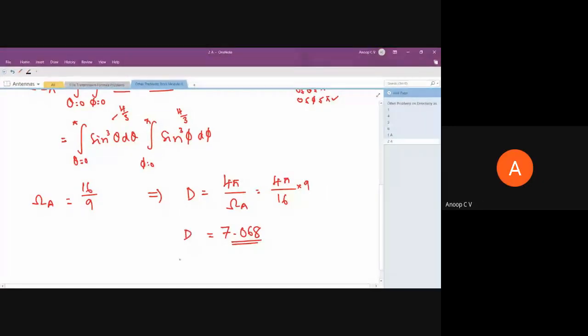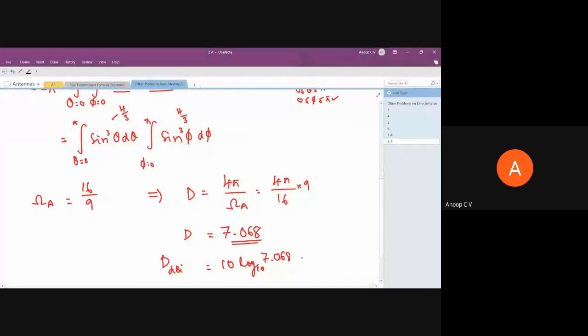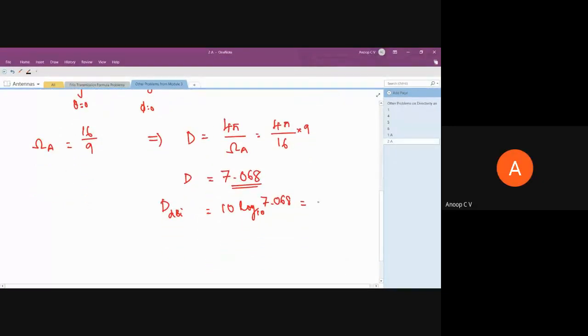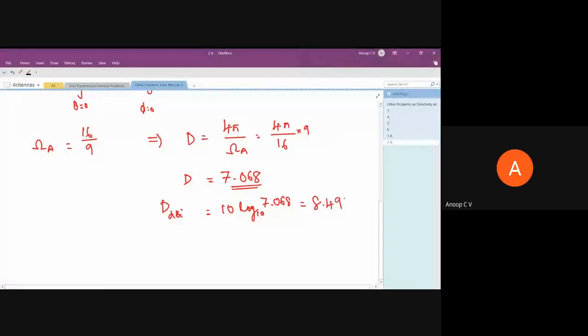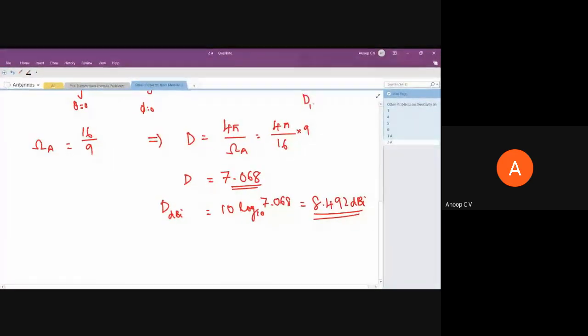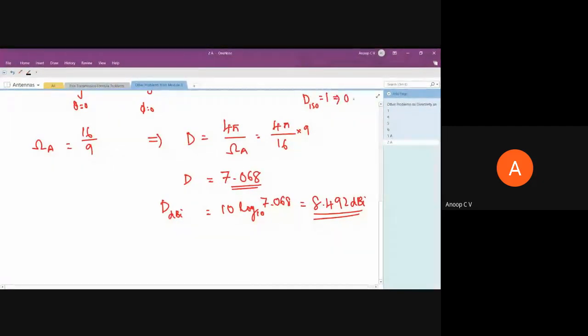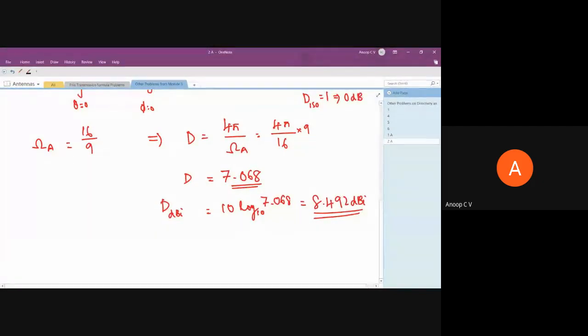And in dB, D in dBi is 10 log to the base 10 of 7.068. Please tell me what it is: 8.492 dBi. So dBi is nothing but decibel over isotropic. Why? Because the directivity of an isotropic radiator is equal to 1, which means in dB it is 0 dB.